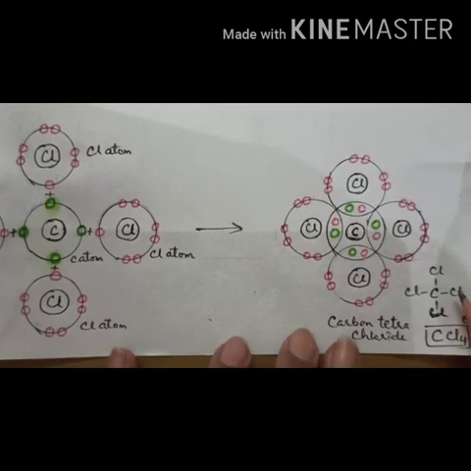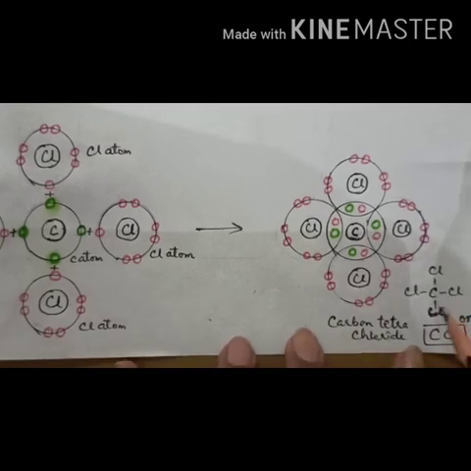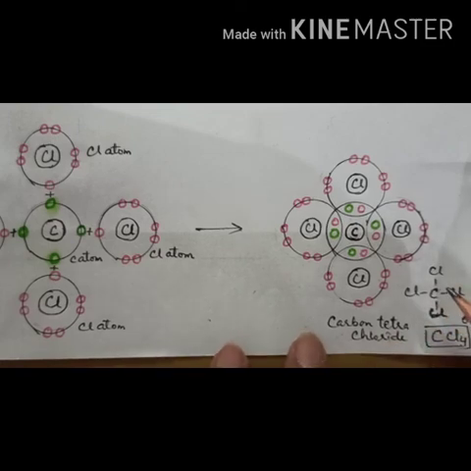Here how many single covalent bonds are there? 1, 2, 3, 4. 4 single covalent bonds are formed when carbon tetrachloride is formed. Right? And what is the formula of carbon tetrachloride? CCl4. Okay, now go through this chapter and do the given questions from the exercises. Right?